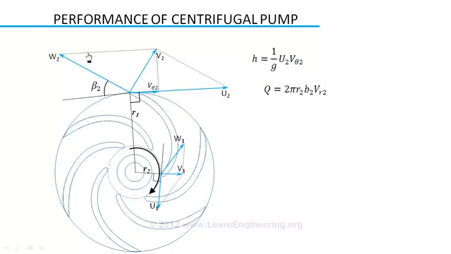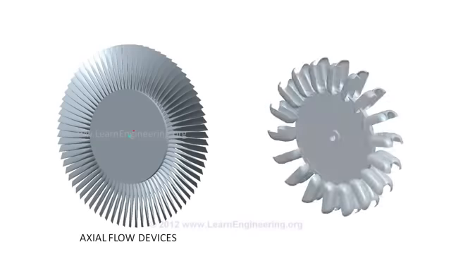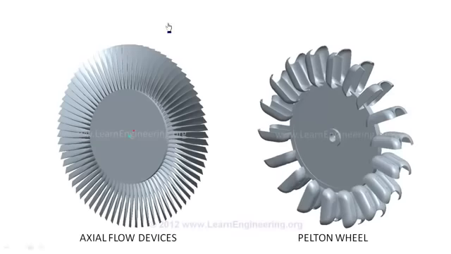You can easily substitute a value for V theta using these two equations. Finally we get the most important performance equation of a centrifugal pump: how energy head is varied with flow rate. We can predict performance of an axial flow device, and Pelton wheel, using the same concepts we developed before. You can check it in the next video.